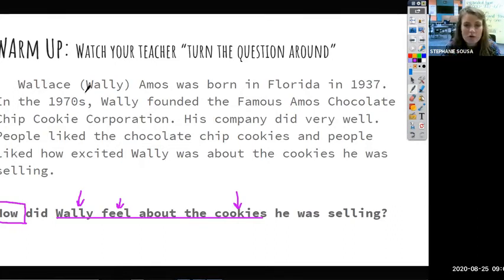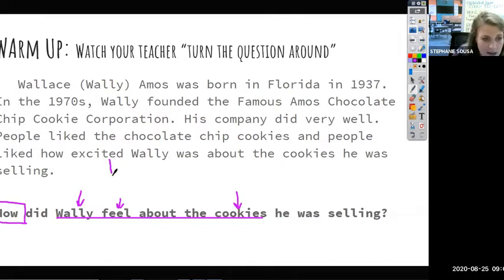Wally Amos. If you've ever eaten Famous Amos cookies, this is about the guy that made them. Famous Amos are one of my favorite store-bought cookies, so I love this passage. Wallace Wally Amos was born in Florida in 1937. In the 1970s, Wally founded the Famous Amos Chocolate Chip Cookie Corporation. His company did very well. People liked the chocolate chip cookies, and people liked how excited Wally was about the cookies he was selling.